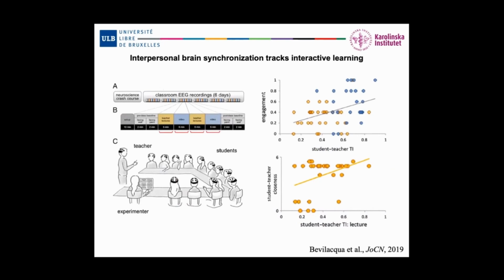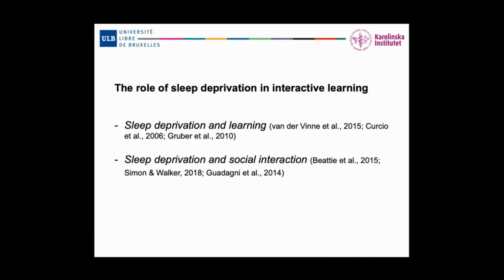A later study tested a similar research question in a real-world classroom. They found that social factors such as perceived closeness are reflected in brain-to-brain synchrony and can predict cognitive outcomes such as students' academic performance. Together, these results indicate that social interactive learning between instructor and learner can be checked by interpersonal brain synchronization. The current project takes a step further by investigating the role of sleep deprivation in interactive learning.